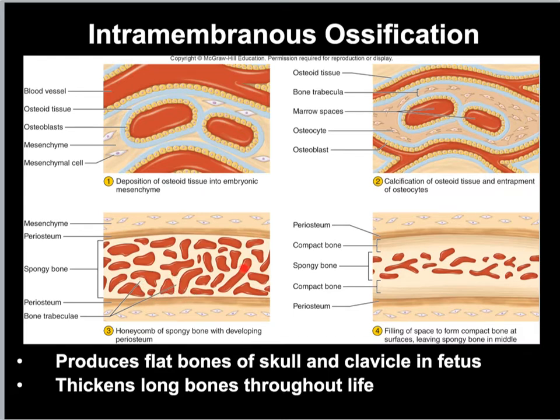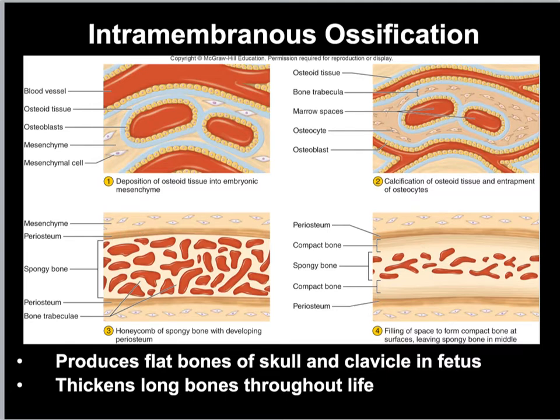And basically, we've made the spongy bone here, and fibroblasts come by and lay down a periosteum, that dense irregular connective tissue, on the outside of our trabeculae, and then outside of that we have more mesenchymal tissue, which may be developing into some other type of connective tissue. The periosteum, right, has dense irregular connective tissue on the outside, and it has an osteogenic layer on the inside.